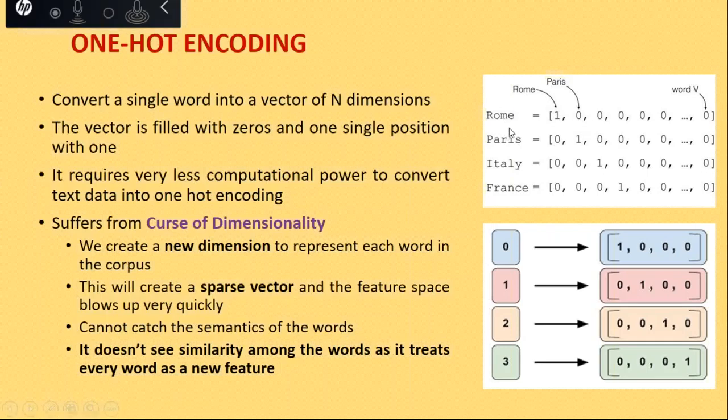What metrics do you use to calculate the similarity between two words? Suppose cosine similarity or Euclidean distance. When you use these metrics to calculate the similarity between two words, and you use one-hot encoding as the vector, you will get the same value irrespective of what the word is. So it doesn't see the similarity among the words, as it treats every word as a new feature.